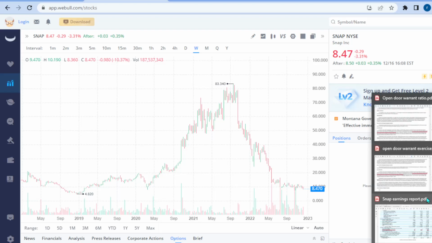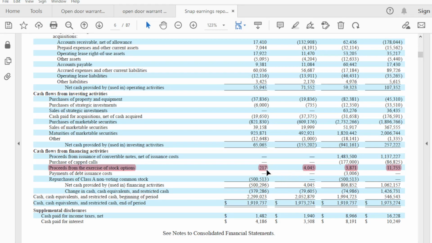Let's go back and look at that again. $217,000 in 2022, $4 million and $45,000 in 2021. So yeah, the proceeds from the exercise of stock options are highly correlated to the stock price itself.